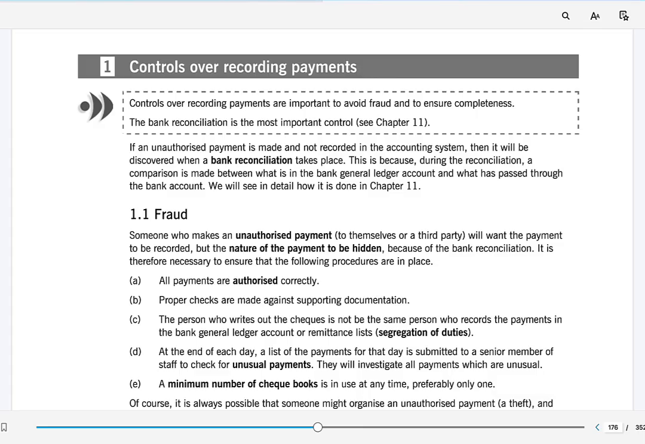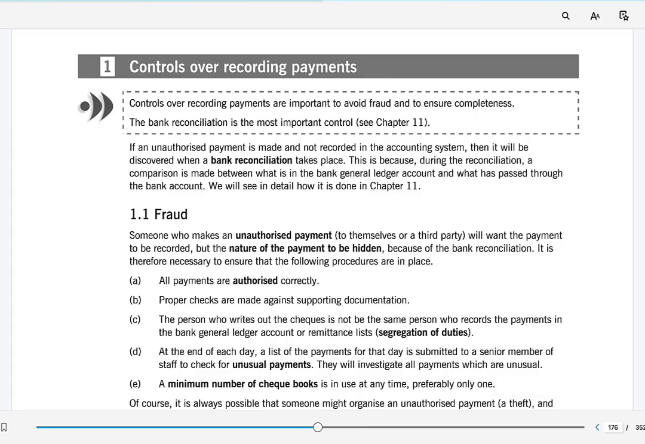A good separation might be like this. Person 1 prepares the payment details. Person 2 approves the payment. Person 3 signs the check or releases the bank transfer. Person 4 records the payment in the accounting system. Person 5 reviews the bank reconciliation. This is how real businesses protect themselves.